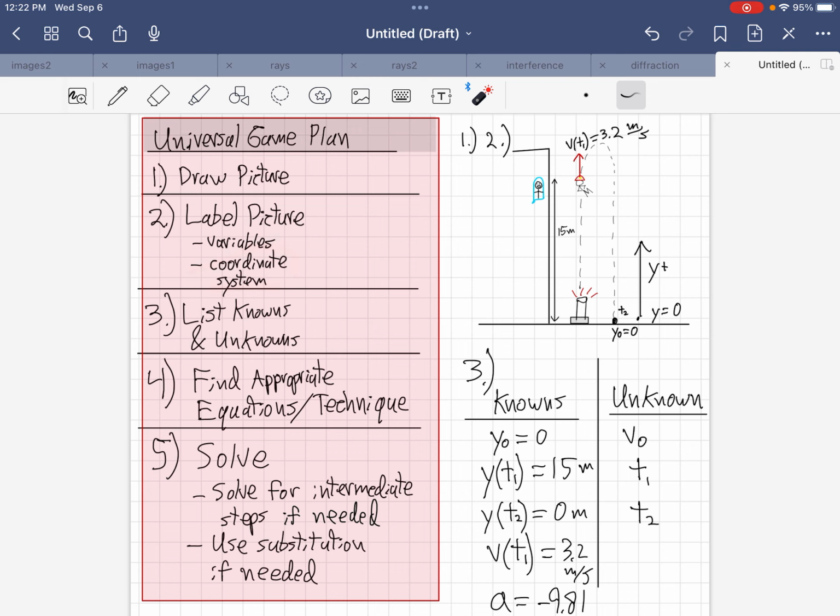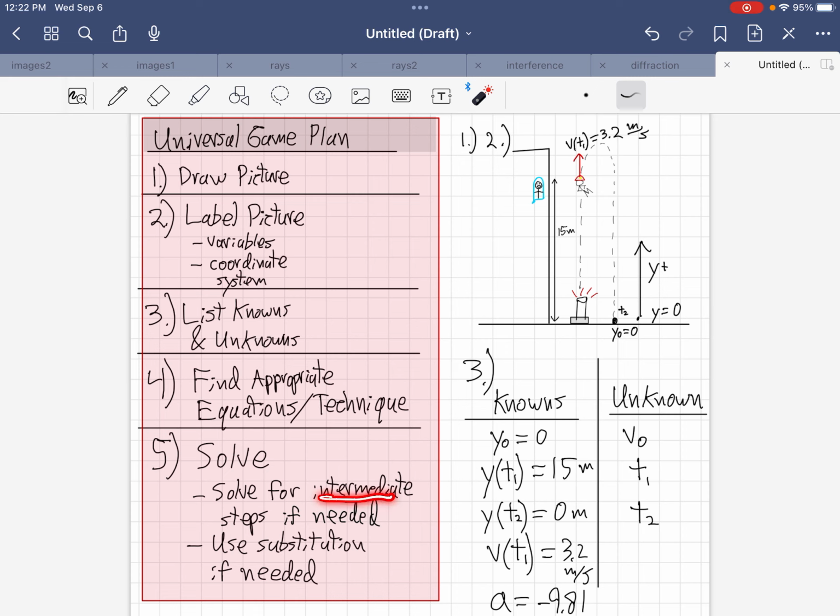All right, after that, you want to write out a list of the knowns and the unknown variables. Only after you've done that do you want to think about the appropriate equations or techniques to solve for your unknowns. And then you begin solving.